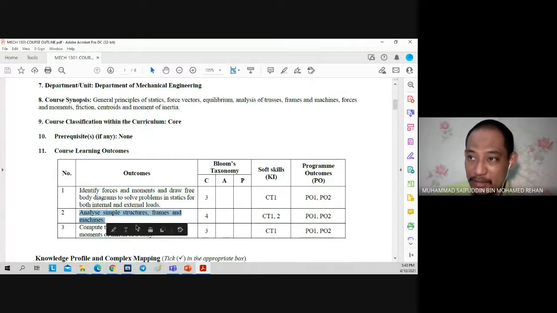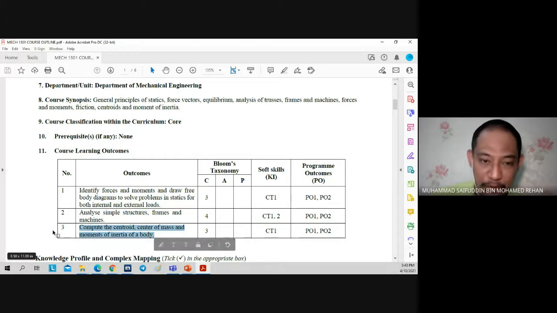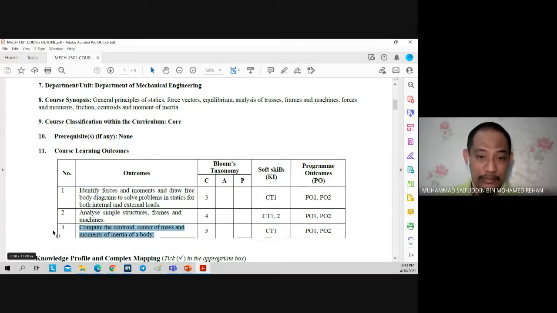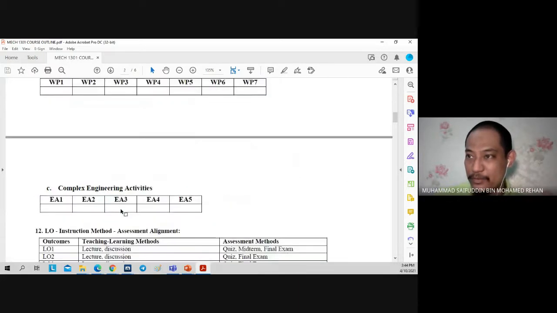And then the second one is analyze a simple structure, be it trusses, frames, and machines. And then finally, compute the centroid, center of mass, and moment of inertia of a body, right? So that's basically three big chunks or domains, right? Under that, there's a lot of chapters, of course. You can refer to this from time to time, but this is just an introduction of what it is.